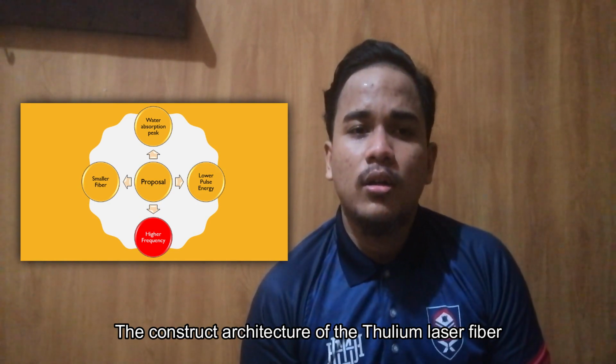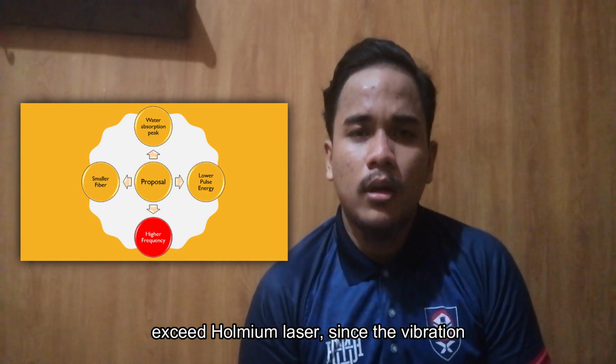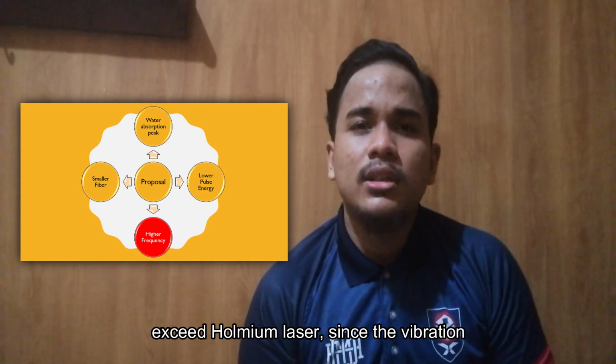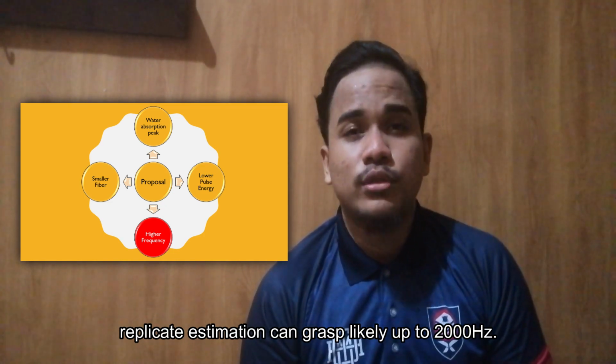The construct architecture of the thulium laser fiber exceeds holmium laser, since the pulse repetition rate can reach up to 2000 Hz.